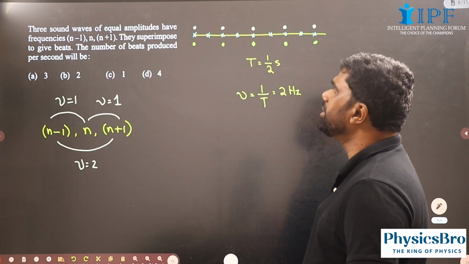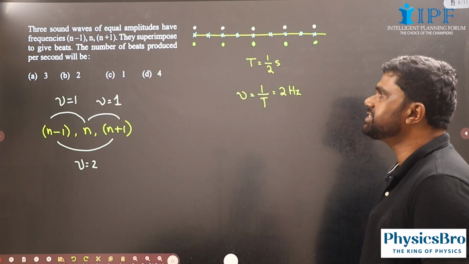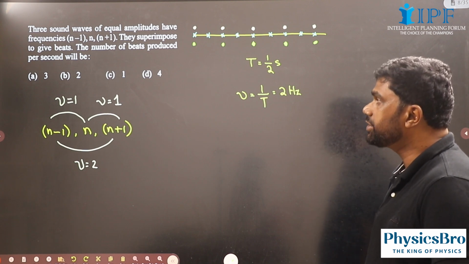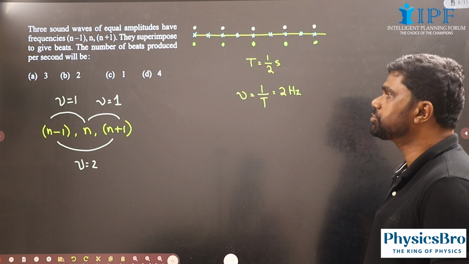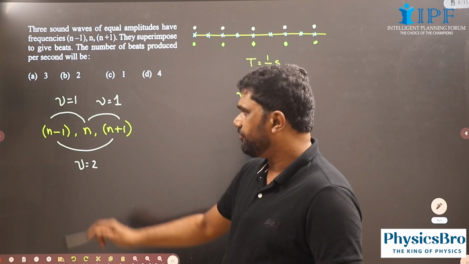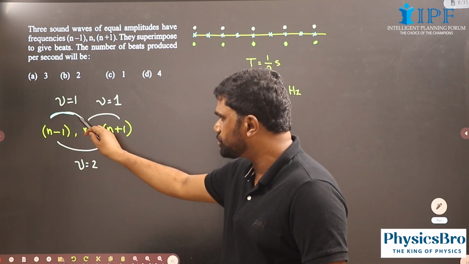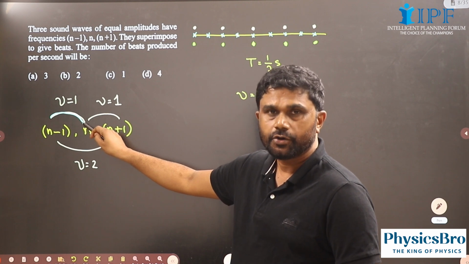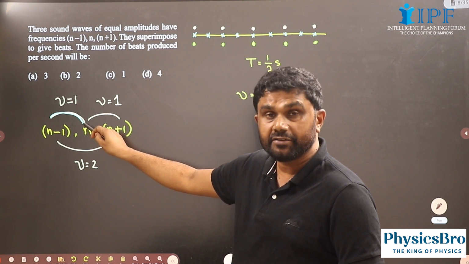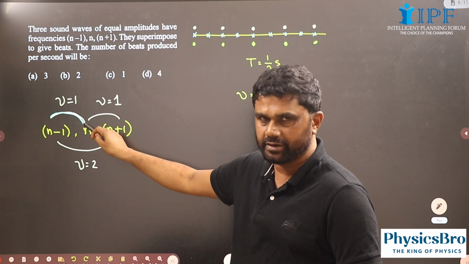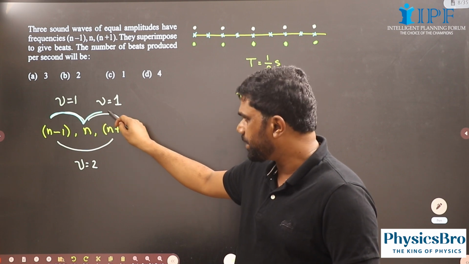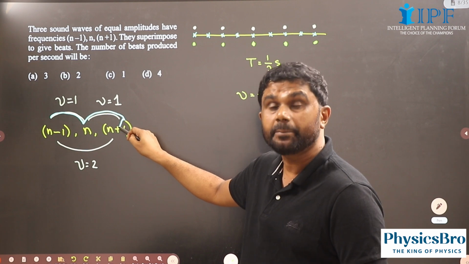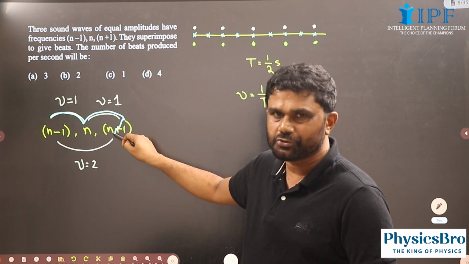Now, three sound waves of equal amplitude have frequencies n minus 1, n and n plus 1. They are superimposed to give beats. Find the number of beats produced per second. See, when this pair is superimposed, difference is 1, so the beat frequency will be 1. So the beat period will be the reciprocal of frequency, that is 1. When this pair is considered, difference is 1, beat frequency is 1, beat period is also 1.